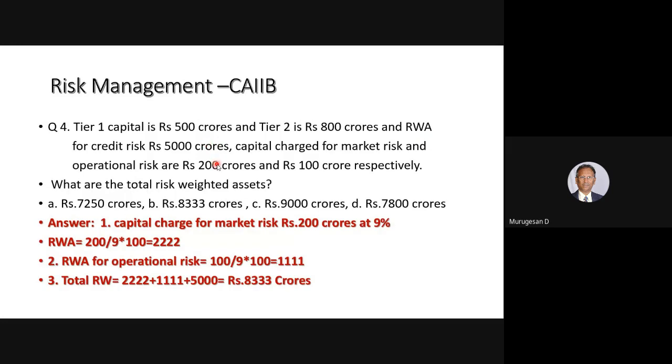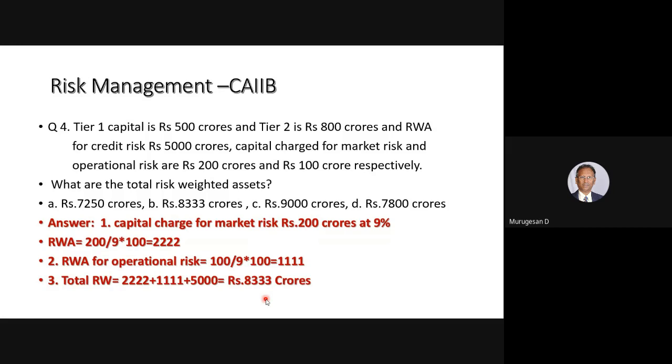Here they have not given the risk weight assigned. They have only given the capital, 200 crore capital. So 200 divided by 9. For 9 it is 200, so for 100 how much? So 2222. Here capital is 100 crore for operational risk. That is, 9% is 100 crore. Then 100% is how much? So 100 by 9 multiplied by 100, 1111. So the total risk weight will be: market risk is 2222, operational risk is 1111, and credit risk is 5000.